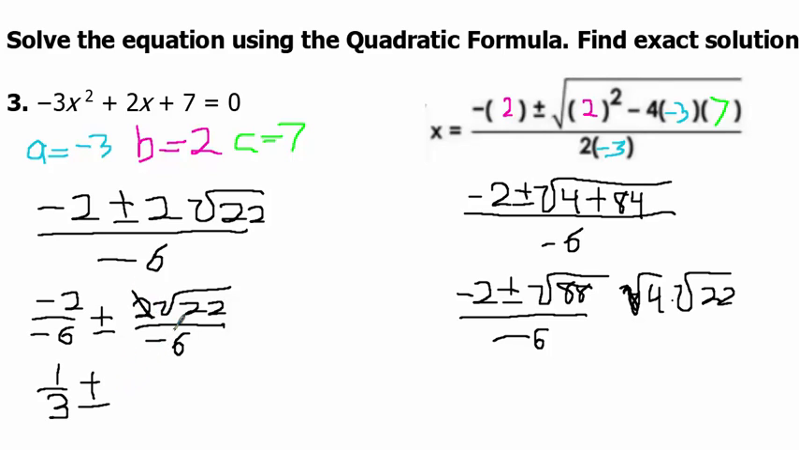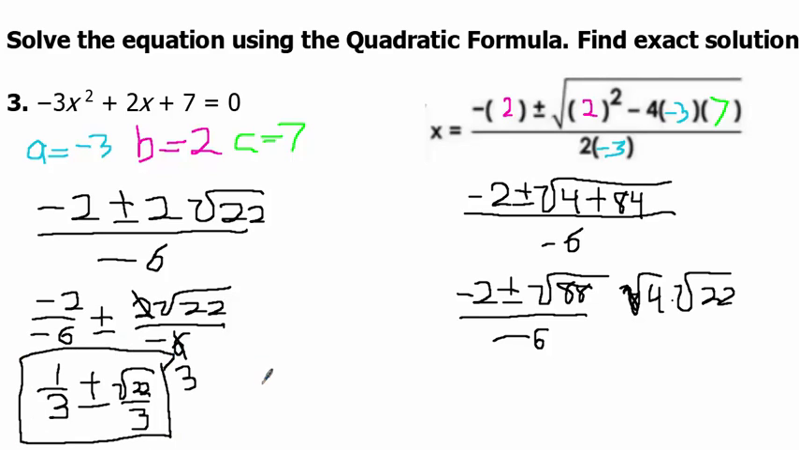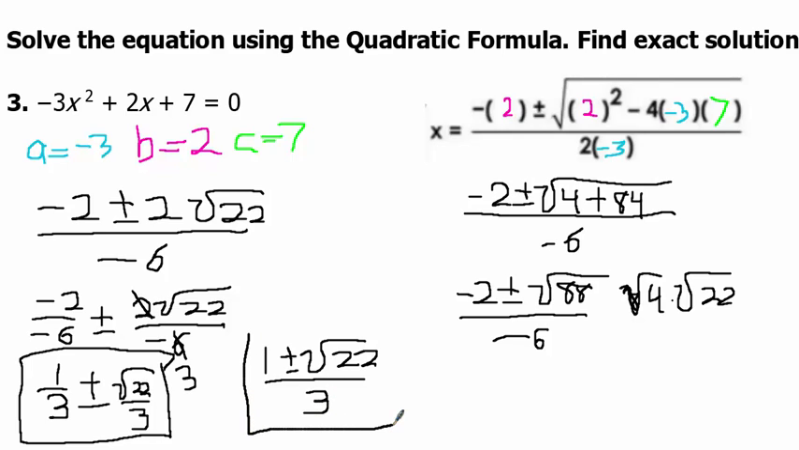This 2 goes into this 6 3 times, and I end up with the square root of 22 over 3. That is an exact answer. Now another way that we could write that without putting it under both terms would be 1 plus or minus the square root of 22 over 3. Both of those ways to write it are perfectly valid.